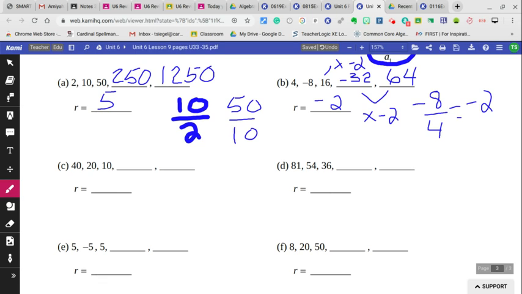This one here, if we divide 20 divided by 40, right, our common ratio is going to be 0.5. All right, so this one is 0.5. We're taking a half each time, so 10 times 0.5 is 5, and 5 times 0.5 is 2.5.